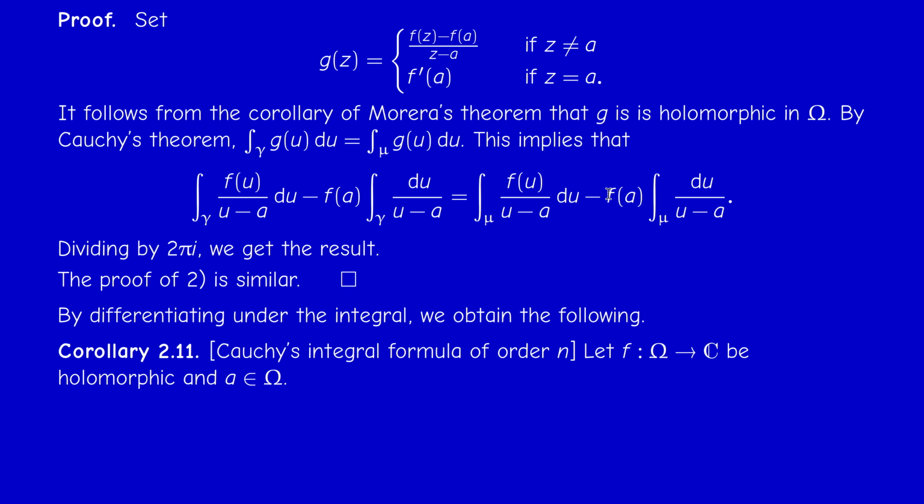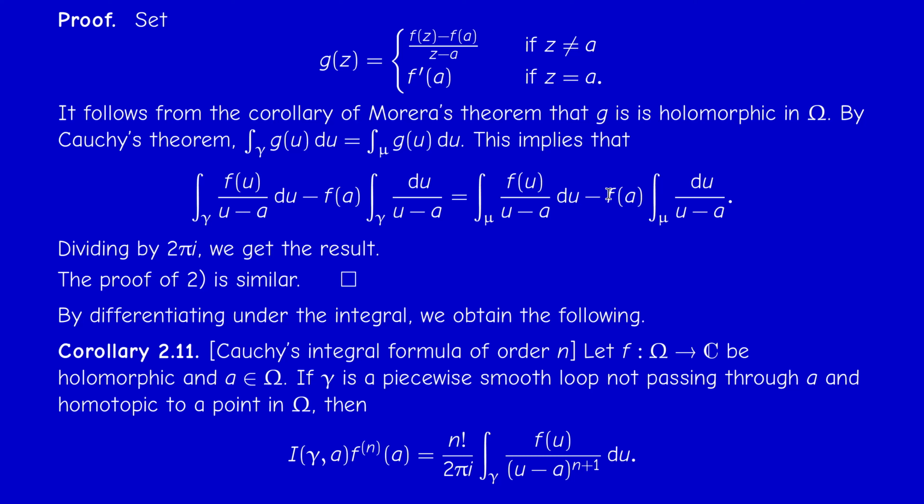Okay, and the final result in this chapter, Cauchy's integral formula of order n. So same assumptions, we have a holomorphic function in omega, and we have a point A in omega, and we have a loop in omega not passing through A, because otherwise the integral is not defined. Then we have a representation of the nth derivative of f at A. So the index of gamma with respect to A times the nth derivative at A is given by n factorial over 2 pi i times this integral.